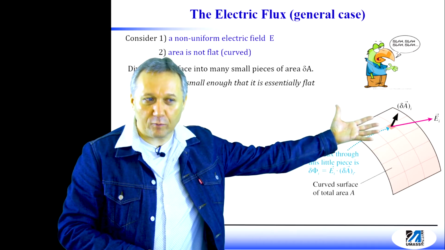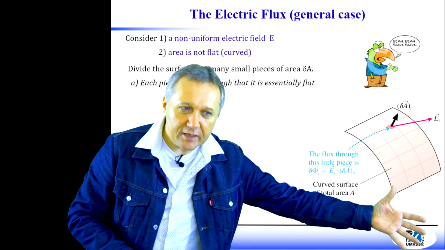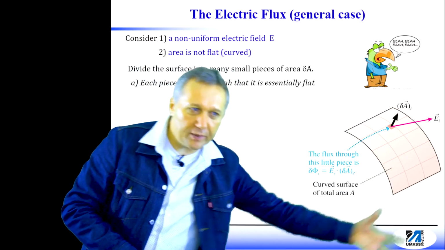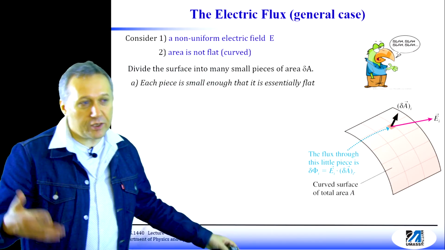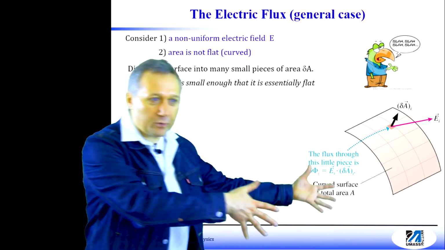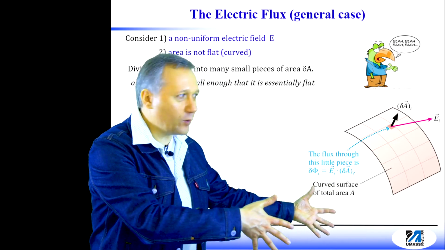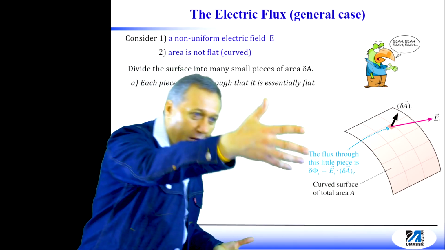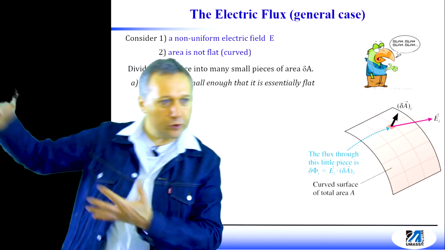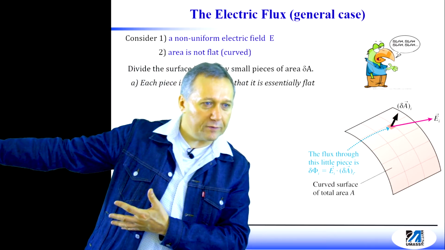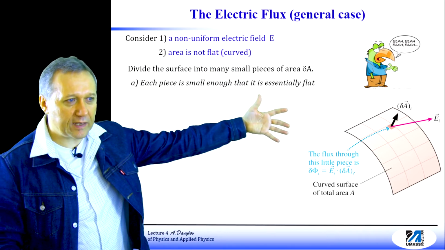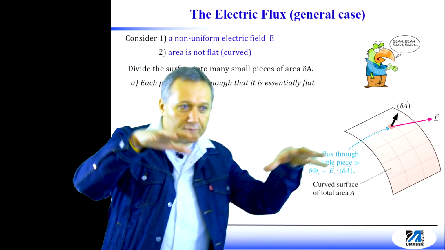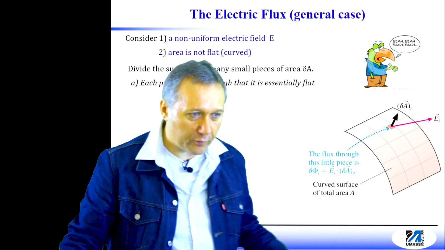Then second, what about the electric field? Overall, the electric field is not uniform. It keeps changing from place to place. Again, let's compare with the example on the surface of the Earth. Of course, the gravitational field changes. If you go to the mountains, it will be a different number. If you go closer to the equator, it will be a different number. If you go to the pole, it will be slightly different. So the gravitational field slightly fluctuates over the surface of the Earth.